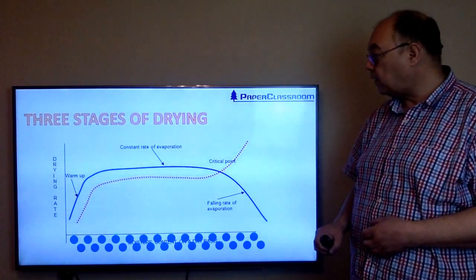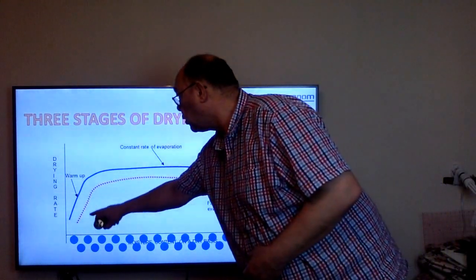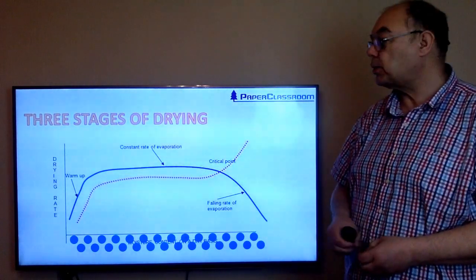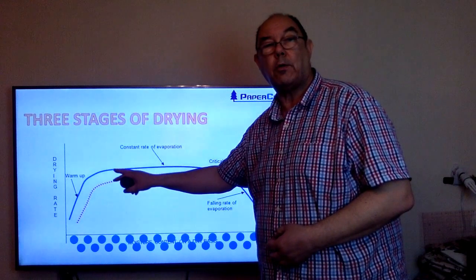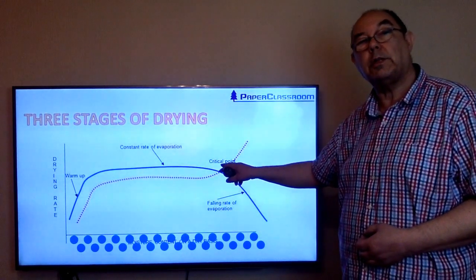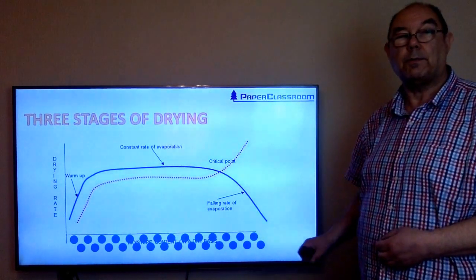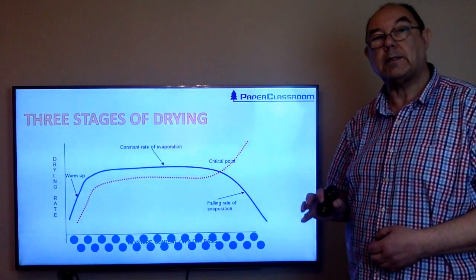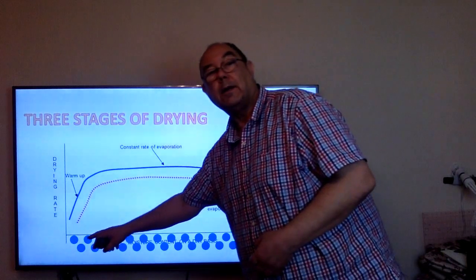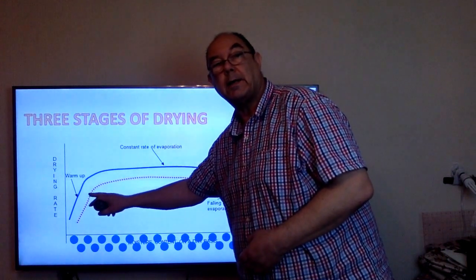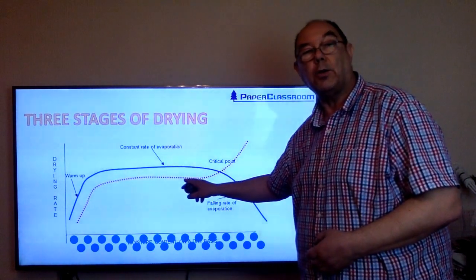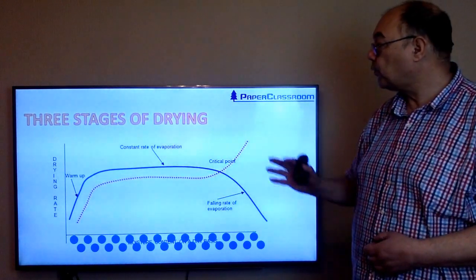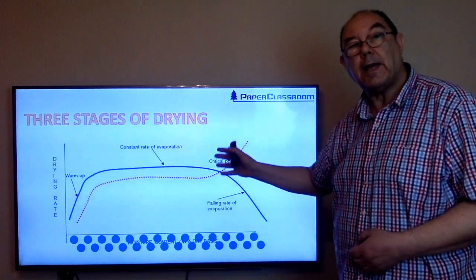So these are the classic curves. The blue curve represents the evaporation rate of water. So the evaporation rate increases, the evaporation rate is constant, then the evaporation rate declines. And the red dotted line represents the sheet temperature. Here the sheet temperature starts to rise, then the sheet temperature is fairly constant, and then the sheet temperature rises again. So there are 3 distinct areas there.